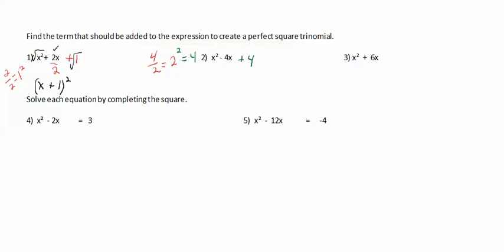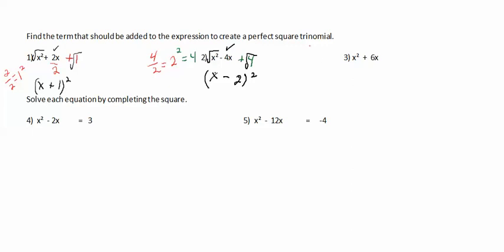Now, we created a perfect square trinomial because we take the square root of the first term, which is x. We took the square root of the last term, which is 2. 2 times x is 2x. 2 times 2 is 4. It's a perfect square trinomial.